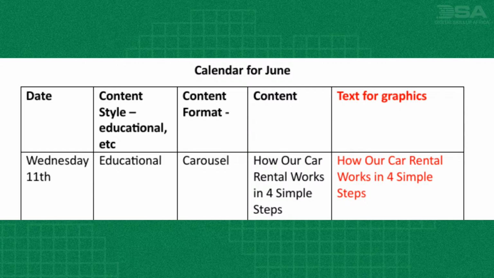Then content formats. Is it carousel? Is it video content? Is it user generated? When I say user generated, I mean, is it the company that should do a live video and all of that? Then the main content itself, then the text for graphics. So this is the calendar you are giving your graphic designer or video editor. The text for graphics that is in red is what they focus on, so that they can easily see it.